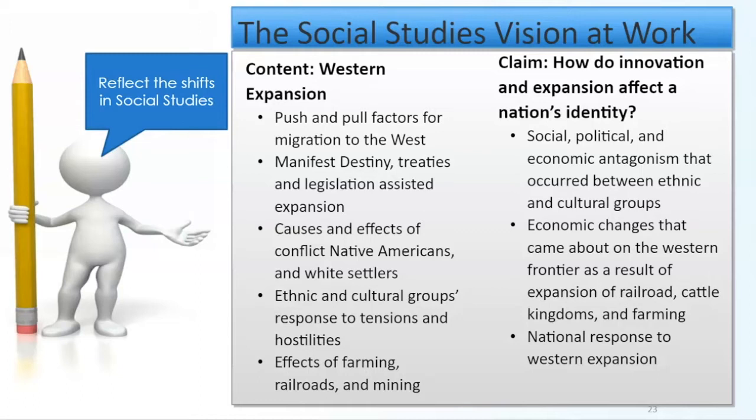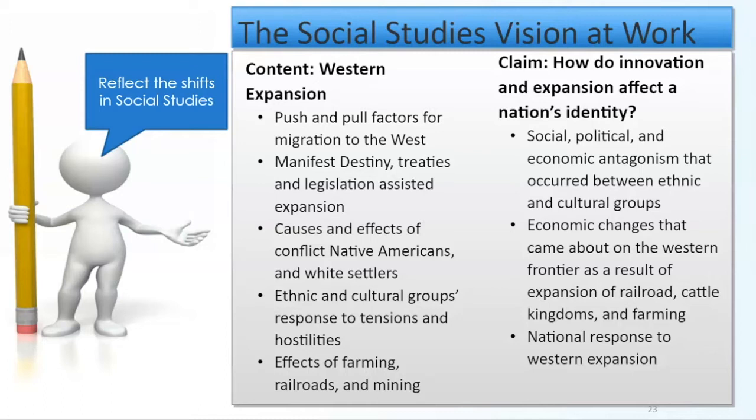The Western expansion content we're going to need to provide them is the push and pull factors, concepts like manifest destiny, the treaties and legislation that assisted expansion, the causes and effects of conflict between Native Americans and white settlers, as well as the ethnic and cultural groups' responses to the rising tensions and hostilities, and the effects of farming, railroads, and mining.